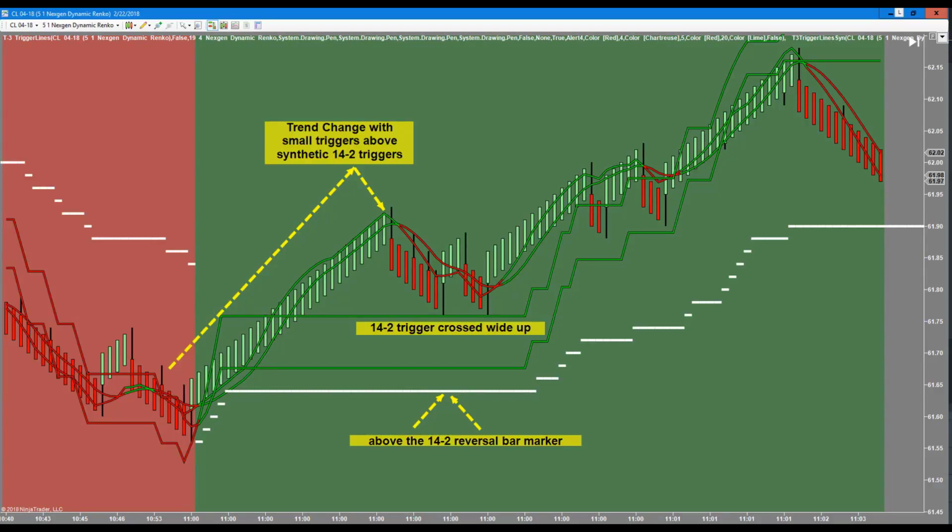In this picture, you see the exact opposite. We had a trend change to the upside. We had wide 14.2 triggers crossed up, and price stayed above the 14.2 reversal bar marker. This is a perfect look for a high probability trend trade long.